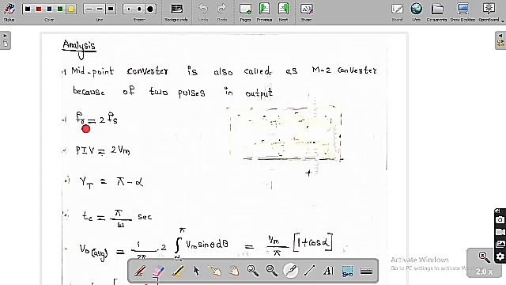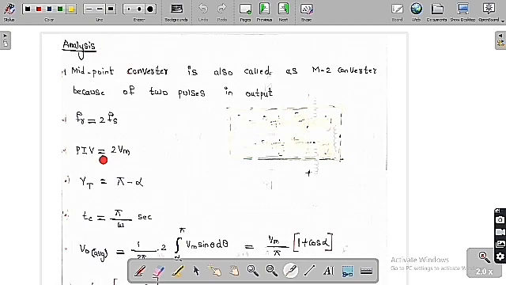And I have already told you the ripple frequency is equal to the number of pulses times the supply frequency. As the number of pulses in the output is 2, the ripple frequency is twice the supply frequency. This ripple frequency means the frequency of the output current or the frequency of the output voltage. So f_R, the ripple frequency or the output frequency, is equal to the number of pulses times the supply frequency. As the number of pulses in the output voltage or the output current is 2, it is twice the supply frequency.